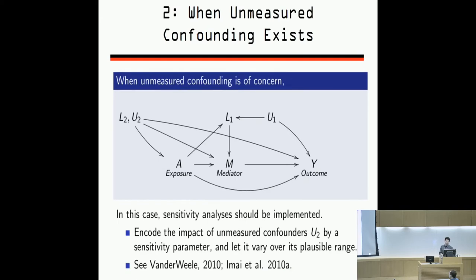The second extension: when unmeasured confounding exists at baseline, we need some kind of sensitivity analysis, because you cannot remove all the confounding effects and you cannot treat A as randomized. In this case, we can encode the impact of unmeasured confounding U2 by a sensitivity parameter, let it vary over its plausible range, and do a sensitivity analysis. You can see Van der Weele's paper in 2010, and Imai's paper in 2010.